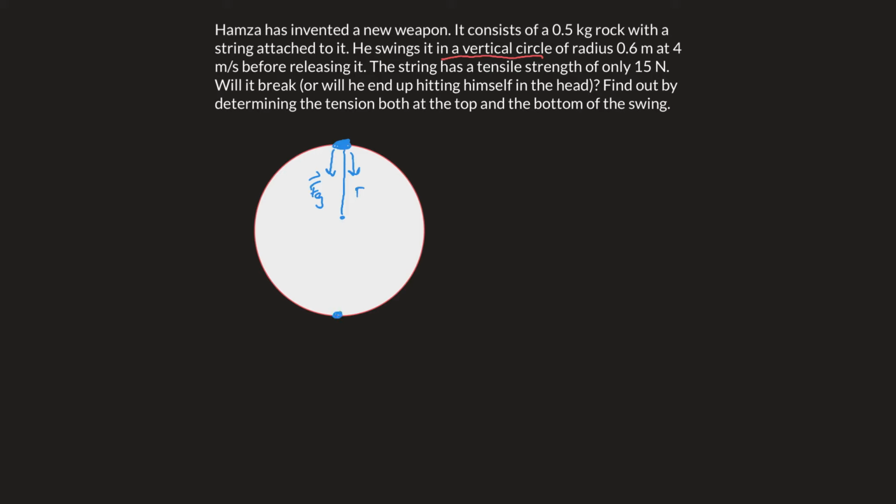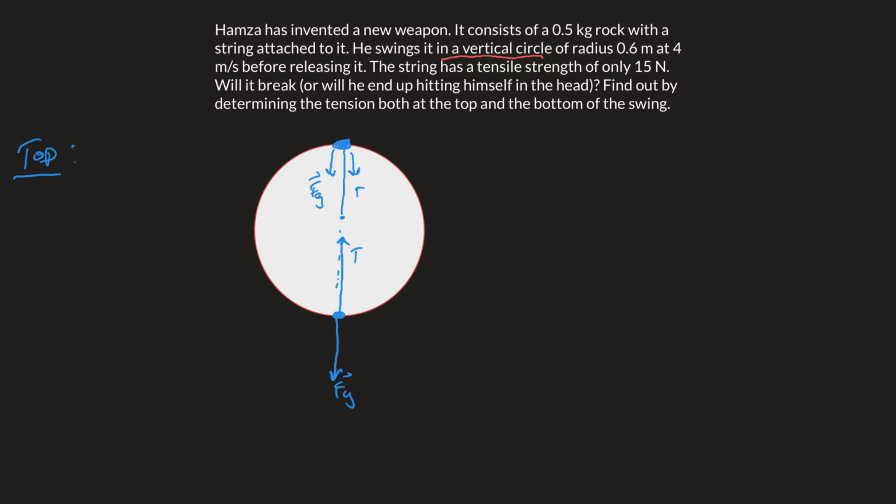When the rock is at the bottom, we're going to identify the middle part of the circle here, but we have an FG going down, and we also have our tension in this case going up. So here we're going to take a look at what the tension in the rope is going to be at each individual point. So let's do the top first.